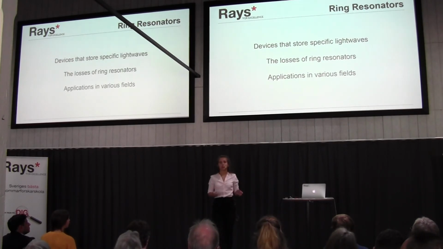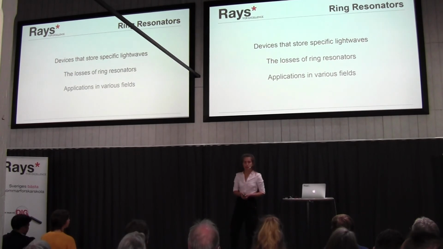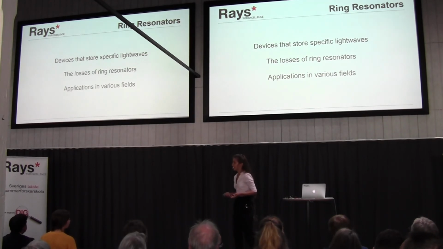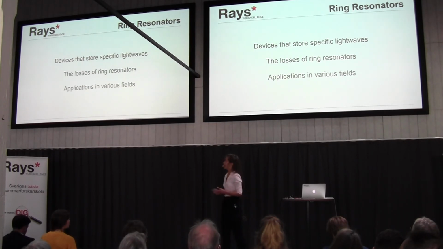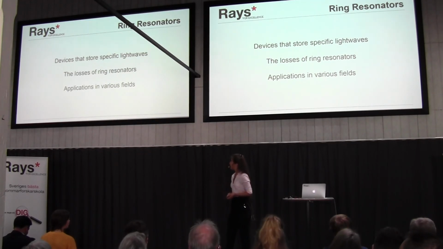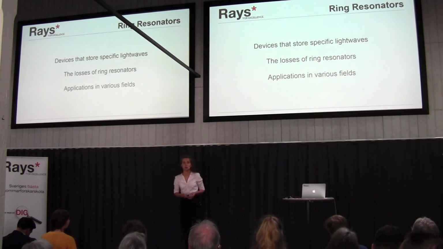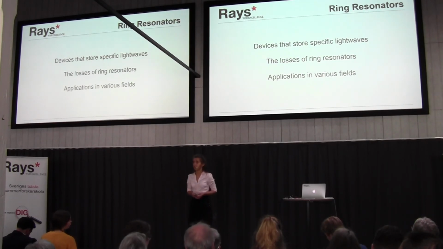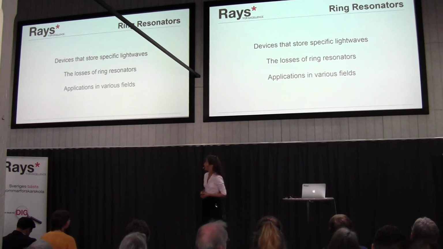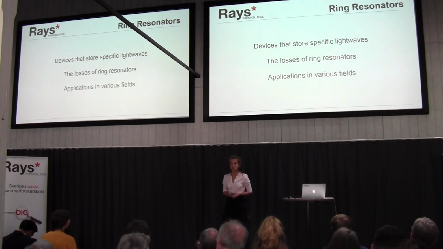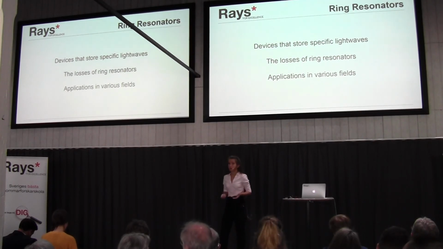Now, before exiting, I want you to remember some things. Ring resonators are basically devices that can store specific light waves. That's the basics of them. Then of course there are more complicated things, but that's what you can think of right now. And what I did in my project was to study the losses of ring resonators. And that was to improve their performance and to get a better understanding of how to improve them. And ring resonators find applications in various different fields. And who knows what else the future has to hold.